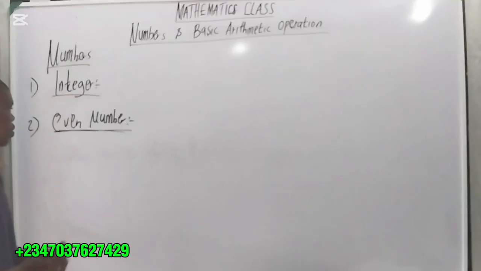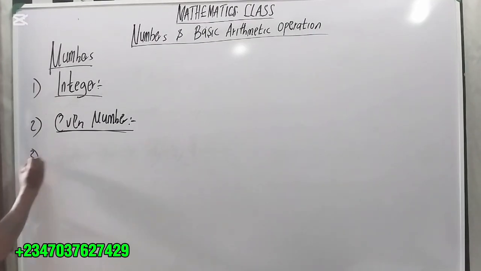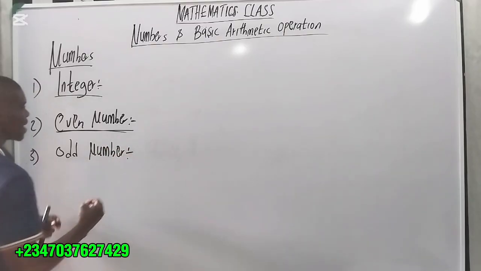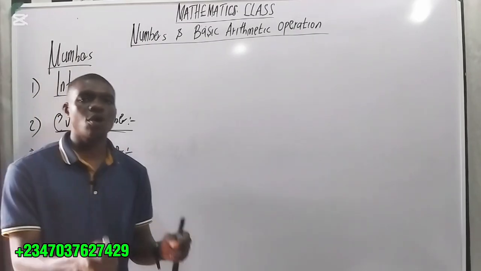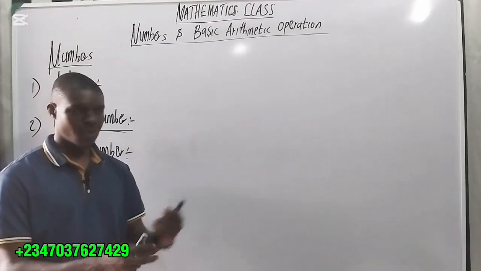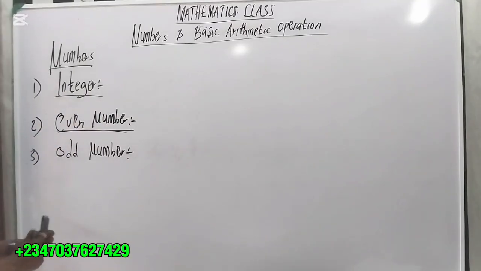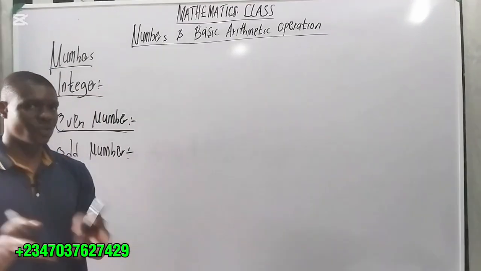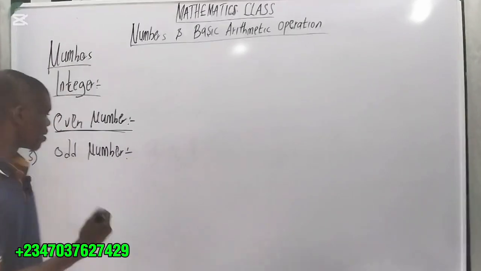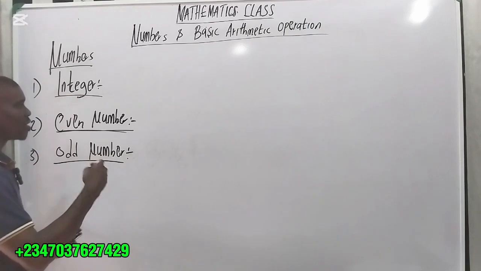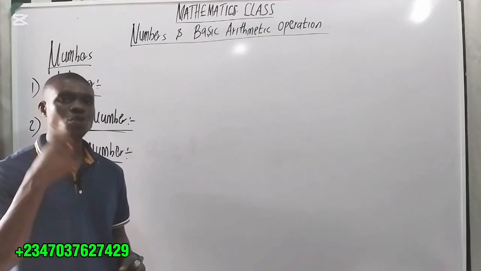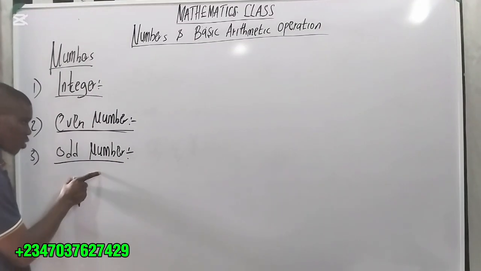The next one we are going to look at is number 3, odd number. Now, what is an odd number? An odd number is any integer that is not divisible by 2. Remember, we have integers, whole numbers which can be positive, negative, or 0. Then we have even numbers, which are integers divisible by 2. Odd numbers are integers that are not divisible by 2. So any integer that is not divisible by 2 is called an odd number.